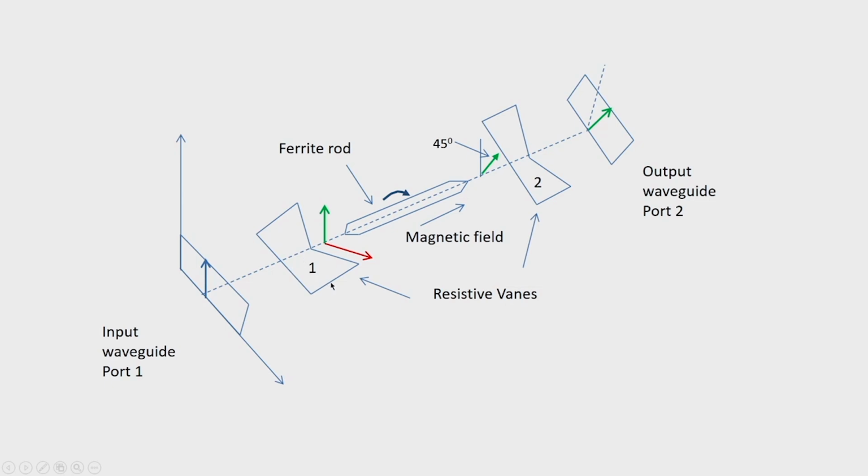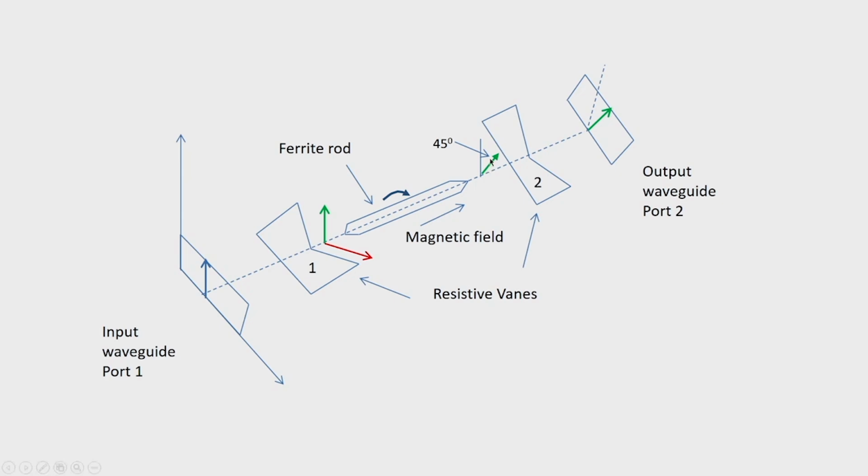this resistive vane. Now, this type of resistive vane actually absorbs the wave if the electric field is parallel to such vanes. So, here this electric field being perpendicular, it passes unattenuated, it enters the ferrite media where it undergoes 45-degree rotation, and this is shown here.